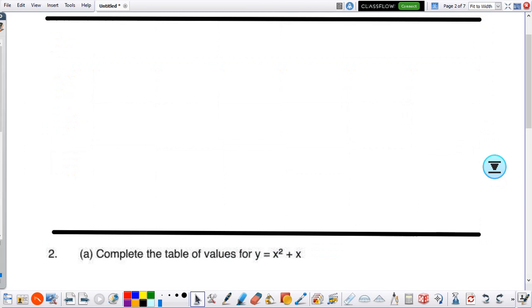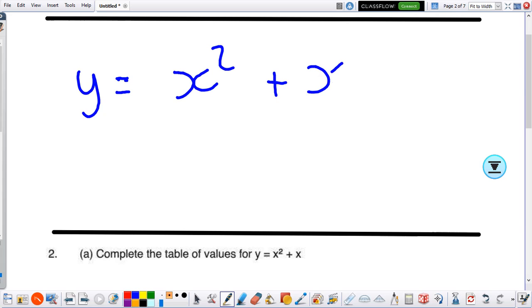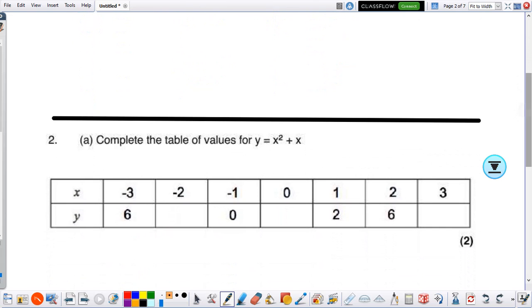So ignore my table of values, and I'm just going to write the equation. So y equals x squared plus x. Okay. Now to do the substitution method, all I'm going to do is where there's an x, I'm going to take each of these values in turn. So I'm going to start with 3.